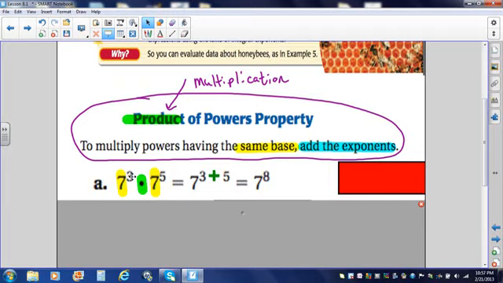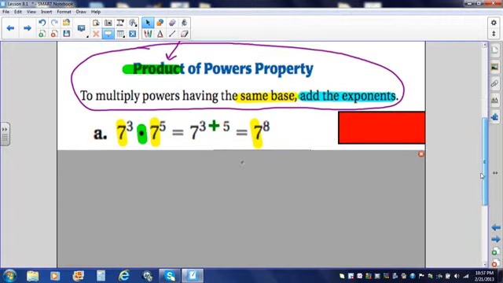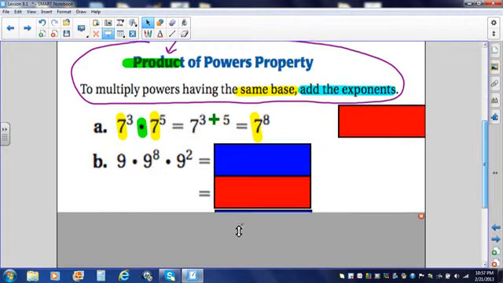So you're going to take your exponents, which are 3 and 5. You're going to add them together. 3 plus 5 gives you 8. So we would write the same base, which would be 7, to the 8th power. When you are multiplying powers that have the same base, add the exponents. Pretty easy, right? Now, let's take a look at this example.